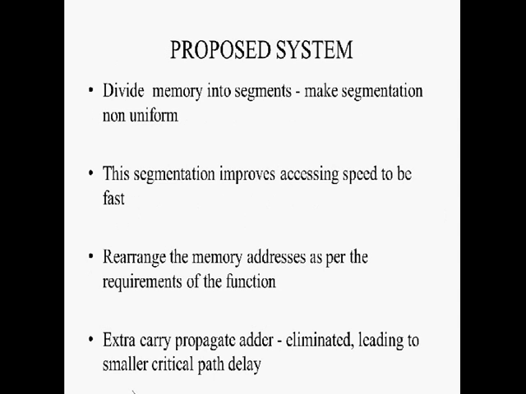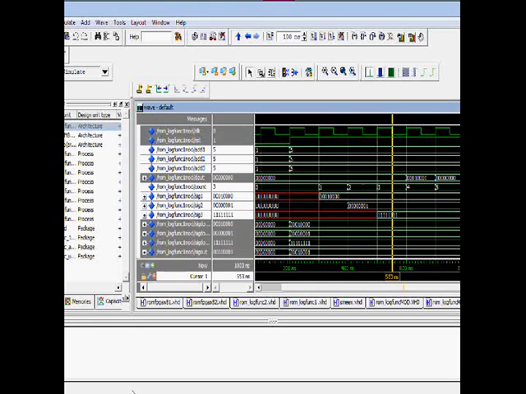The proposed system is that the memory can be divided into many segments, and the segmentation can be made non-uniform. This segmentation improves accessing speed. Rearrange the memory addresses as per the requirements of the function, so the extra carry propagate adder can be eliminated, leading to a smaller critical path delay.